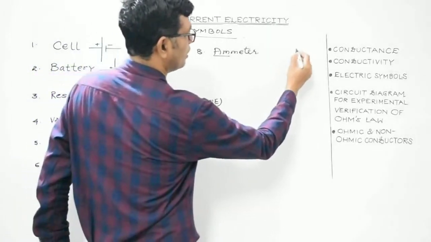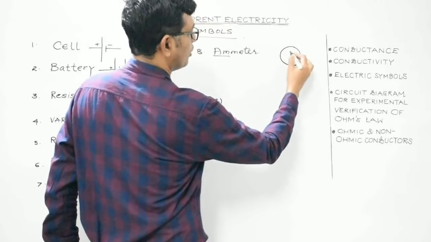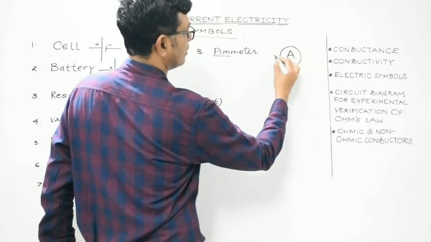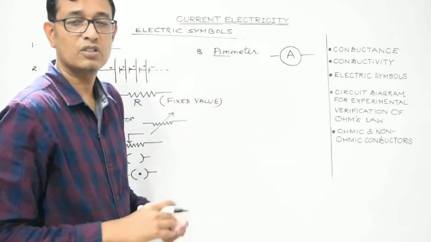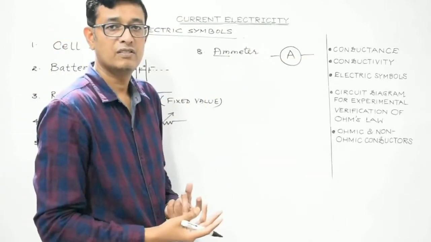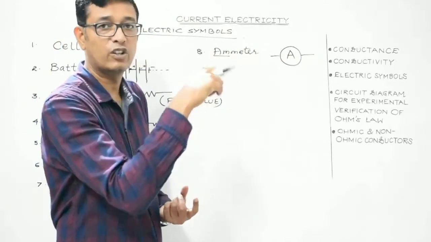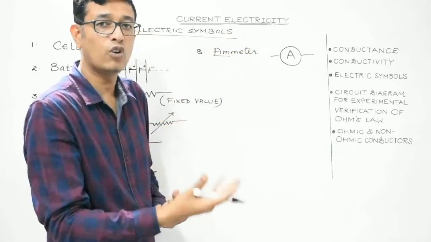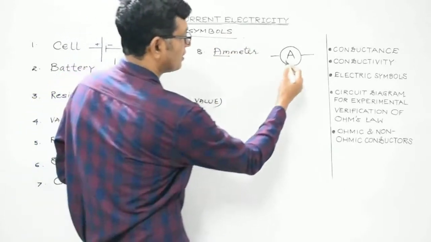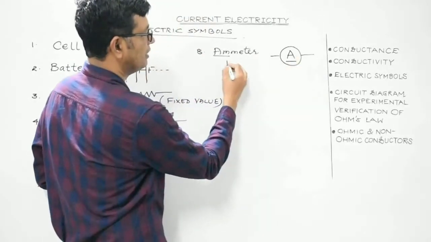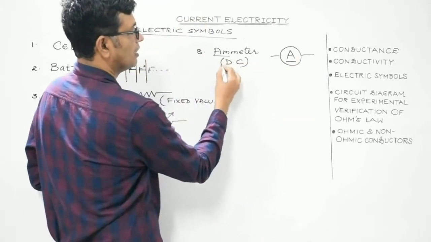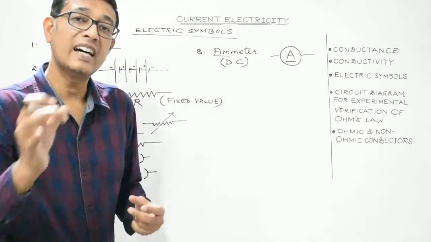So this is the symbol of an ammeter. Write A. In case it is written as mA, small letter m, it stands for milliammeter. In case it is written like this, microampere, it will be a microammeter, right? And this straight line indicates that this is a DC ammeter, an ammeter which is used to measure direct current.